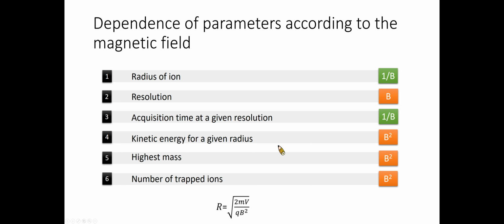A brief summary of the relationship between magnetic fields and other parameters. For the same ion, the greater magnetic fields will result in a smaller radius, a higher resolution, a faster acquisition, and a higher kinetic energy, a larger highest mass, and increase the number of trapped ions.